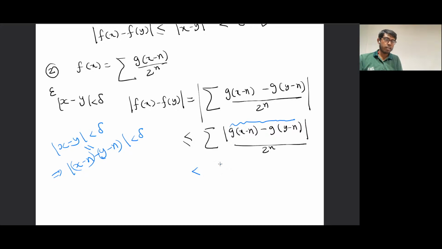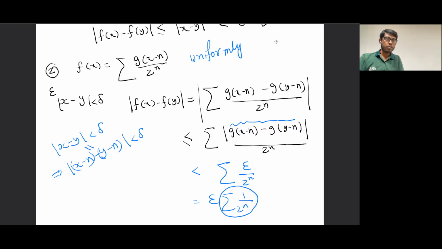So this is less than epsilon by 2 to the n, which is equal to epsilon times 1 by 2 to the n. This series is convergent, so this is a bounded term, and hence this thing is uniformly continuous. Okay, so is option 2 clear to everyone? Then we will proceed to the third option.